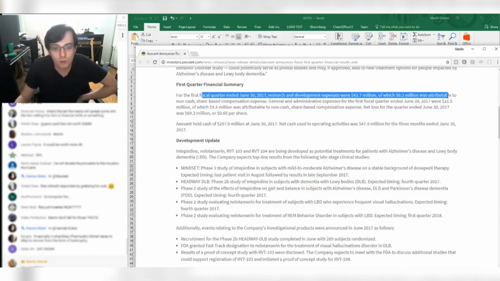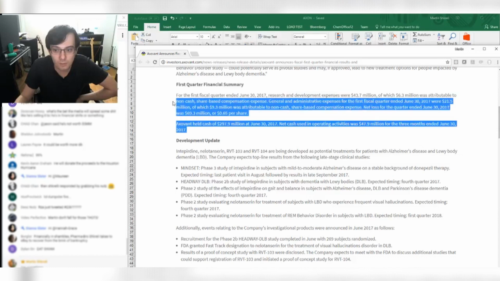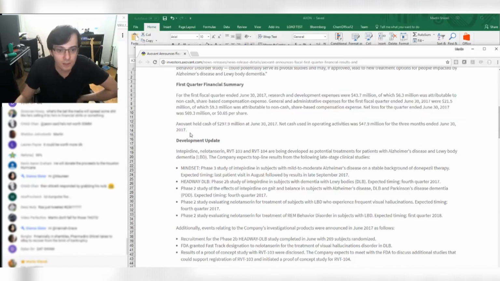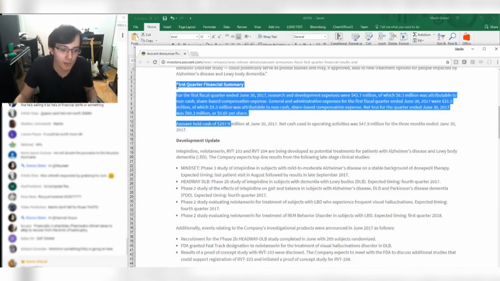Again, I suggest that you don't take financials from the press release. I would take them from the SEC filings, so I think that's fine. We can wait for that.